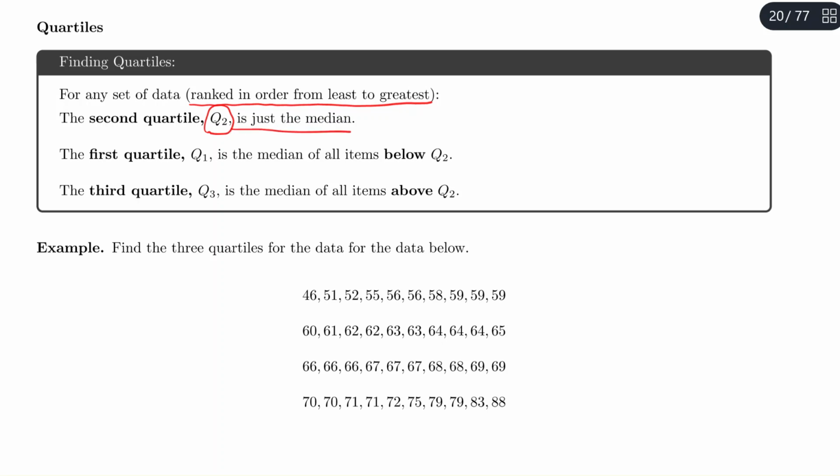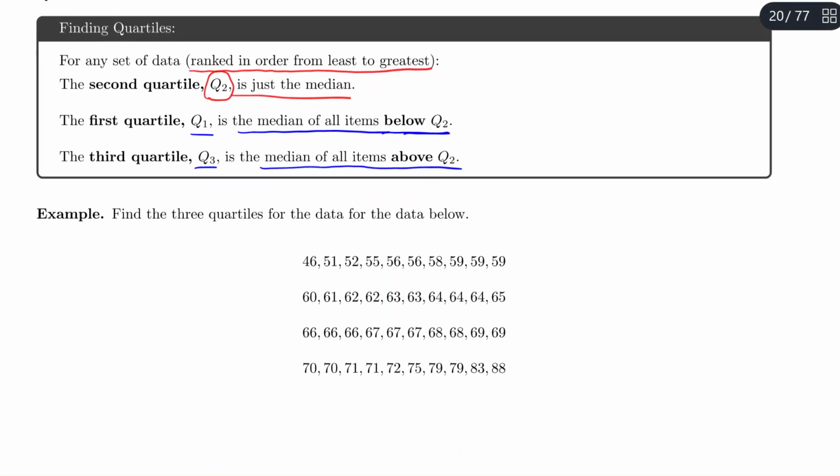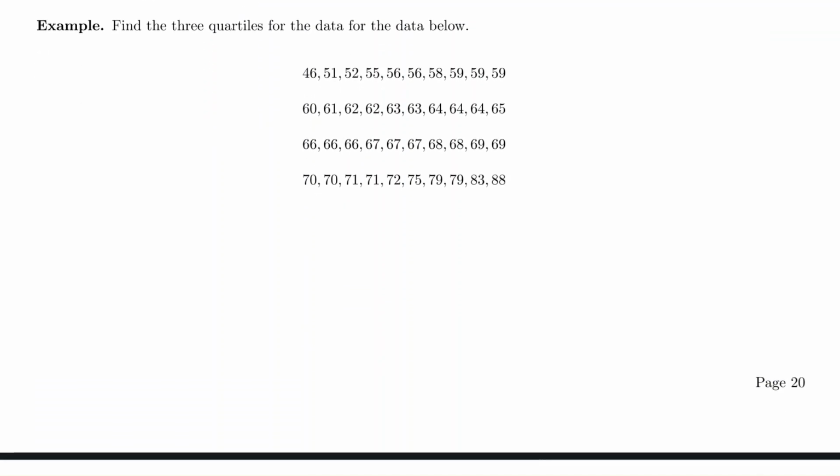And then first quartile is the median of the data below Q2, so the median of the first half of the data. And third quartile is the median of the data above Q2, so it is the median of the second half. So let me demonstrate with an example how we find the first, second, and third quartile.